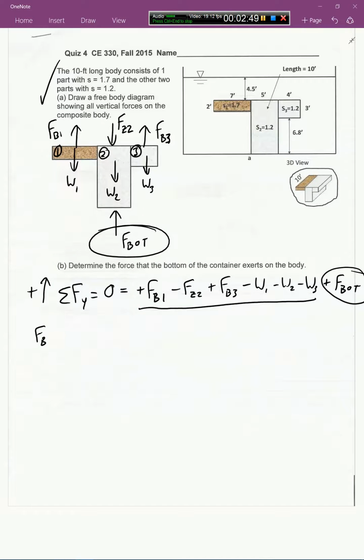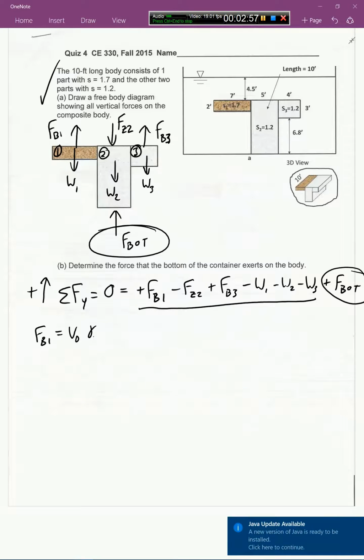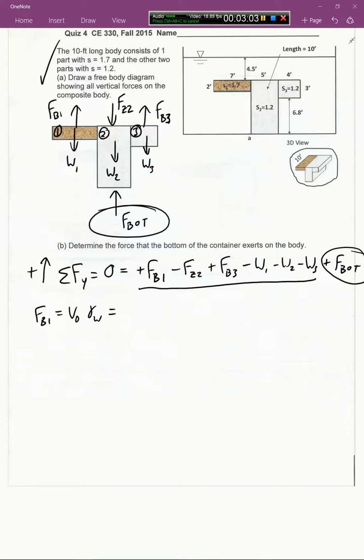So to start off, FB1 is the volume displaced times gamma water. Volume displaced just means the volume that this part of the entire body displaces. So that would be 2 times 7 times 10 times gamma water, which equals 140 gamma water. You can multiply this out right here, but it's probably more beneficial and less time consuming if you just carry the gamma water all the way till the end of the problem.